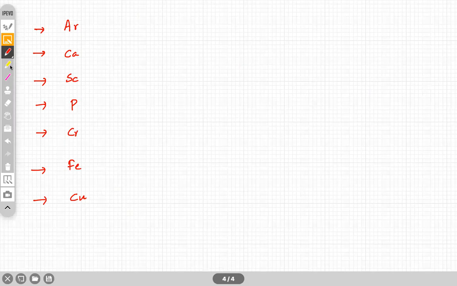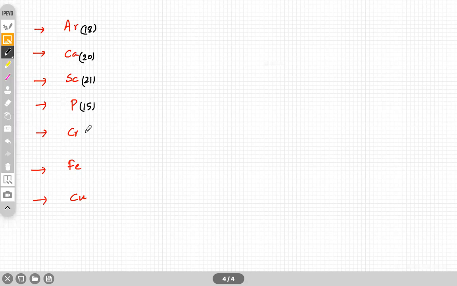What is the atomic number of argon? Could you tell me the atomic number of argon? 18. Atomic number of calcium? 20. Scandium? 21. Phosphorus? 15. Chromium? 24. Iron? 26. Copper? 29. From hydrogen to zinc at least. Better if you memorize till krypton, but to zinc you must memorize the atomic numbers. Now you write down the electronic configuration here.